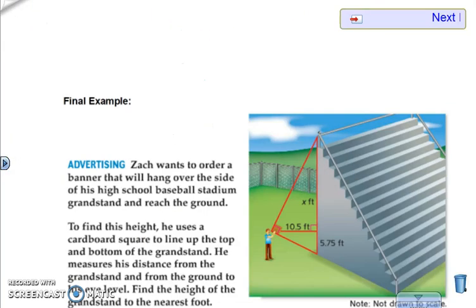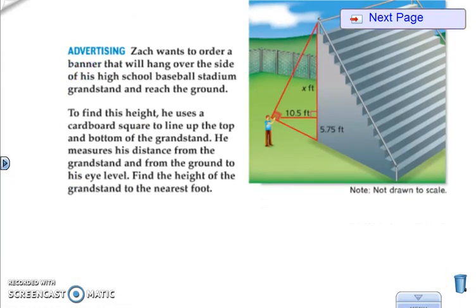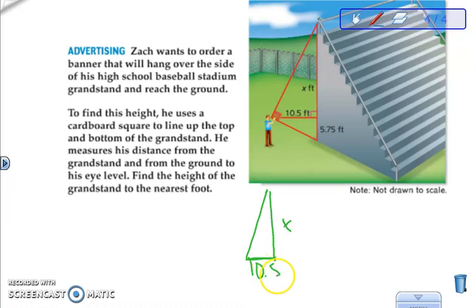All right, last example. Here's just a little word problem illustrating how we can use this in a real life situation. If we read through the paragraph, the setup, we notice that we're looking for the height X of the bleachers. If we draw out that triangle, X is here, 10.5 is here. If I take that smaller triangle and rotate it around so that everything matches up, 5.75 would be my shorter leg, and 10.5 would be the larger.